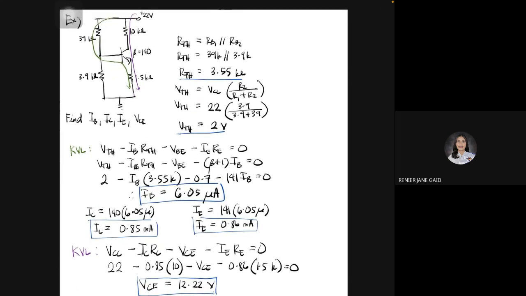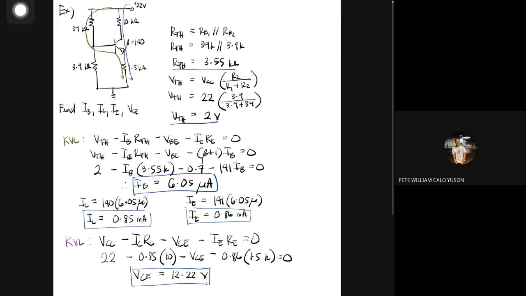Question so far? Sir, pwede mag-ask lang. Why nawala ang RE diri sa pinakauna na KVL, sir? Sa kining beta plus 1 IB. Ay, hala. Dili na ni mabutang ang RE, sir. Oh, dapat, no?